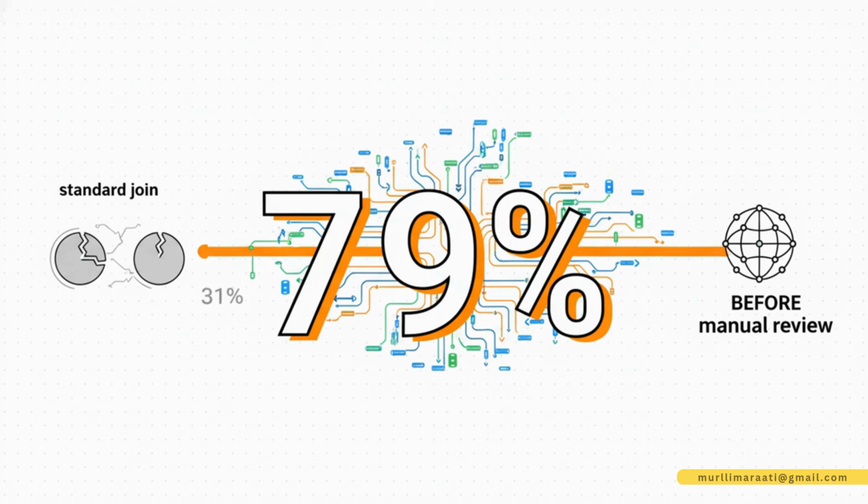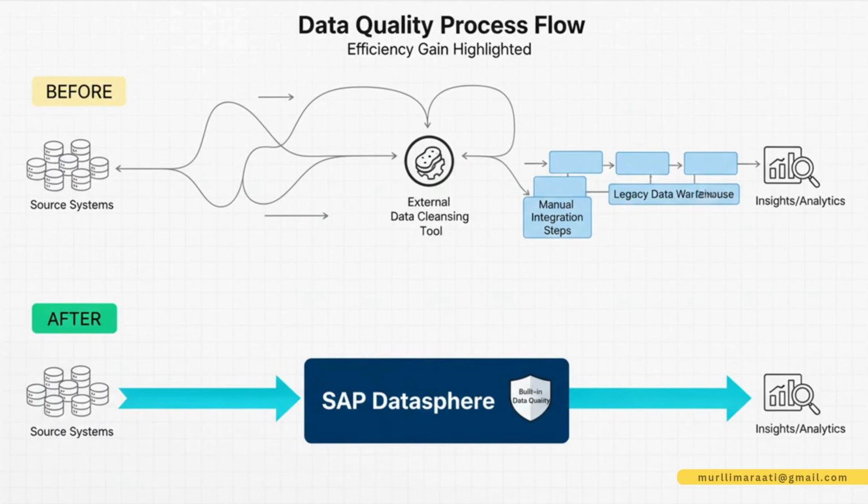And the impact is, well, it's huge. In one case study, a standard join could only get a 31% match rate. Pretty poor. But by using the intelligent lookup, they boosted that all the way to 79%. And that's before a single person had to manually review anything. That is a massive improvement. And what this really means, the big takeaway here, is that you're solving these gnarly data quality problems inside your model. You don't have to ship your data out to some other tool, clean it, and ship it back. It's all integrated, and that saves an incredible amount of time and effort.